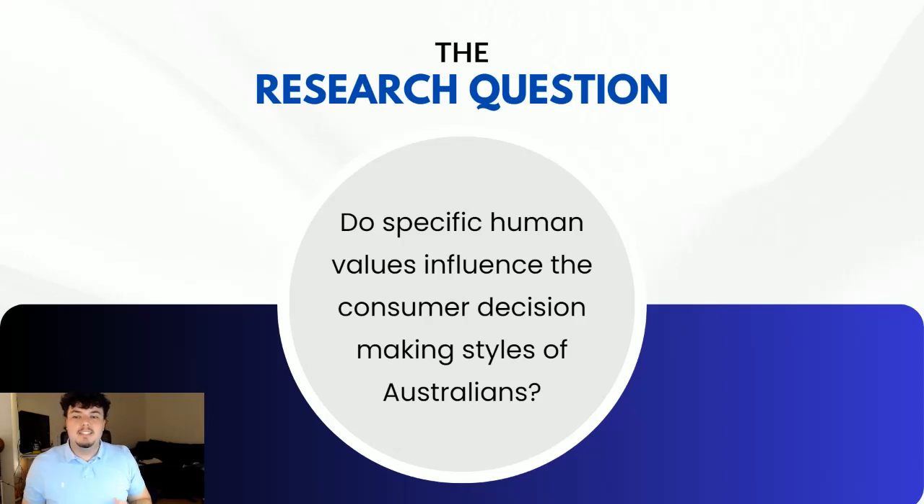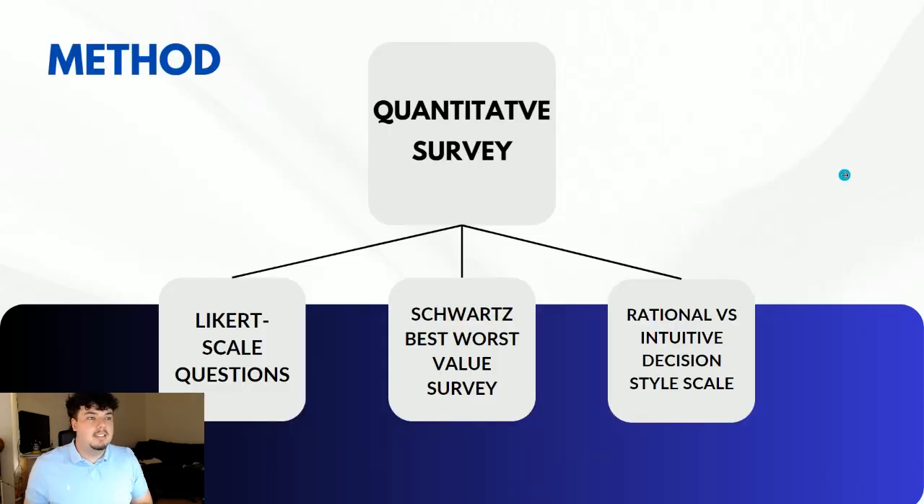I aim to investigate if individual differences in human value importance and human value priority influences the decision-making styles of Australian adult consumers. I also aim to assess the relationship between consumers who make decisions either rationally or intuitively and their subsequent consumption habits. In order to do this, relevant data is needed.